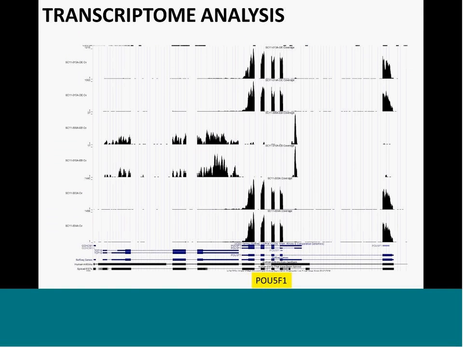Okay, so let's go on. Here's what happens after you align reads to the genome. Here's two genes side by side, TCF19 and POU5F1, and this just shows individual tracks from individual samples. You've got definitive endoderm here. Can you guys see my pointer? I hope so.